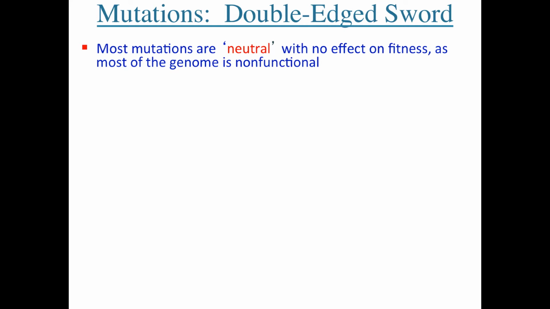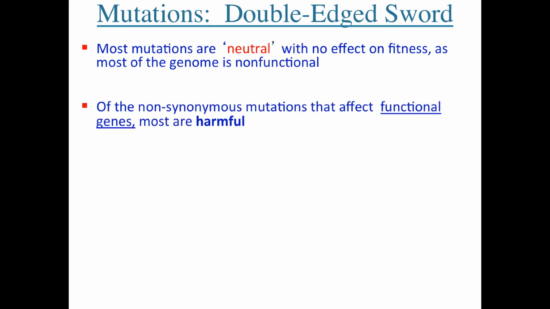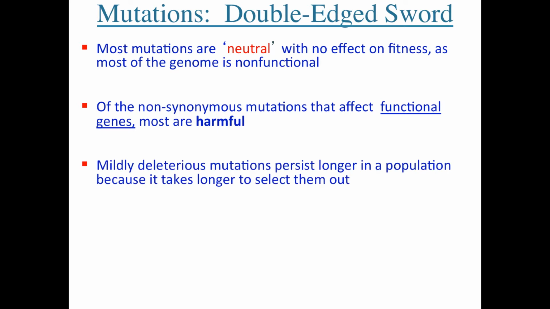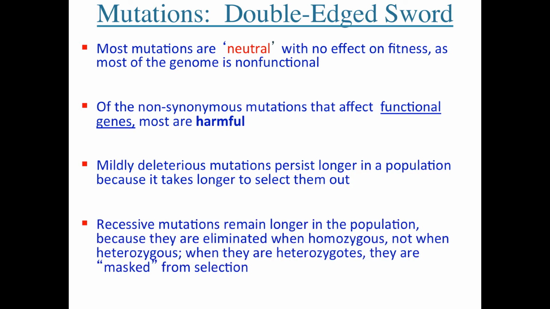So mutation is a double-edged sword. Most mutations are neutral. Most mutations have no effect on fitness. They don't change proteins. They don't change regulation of proteins. They just occur in a part of the genome that's non-functional. But non-synonymous changes that affect functional genes, most of those are going to be harmful. Mildly deleterious mutations might hang out in a population if selection isn't very strong against them. They may be able to stay in a population for a little bit longer. And recessive mutations will also be able to stay longer in a population, only seen by selection in the homozygote for the recessive allele. When they're heterozygotes, they're masked from selection.